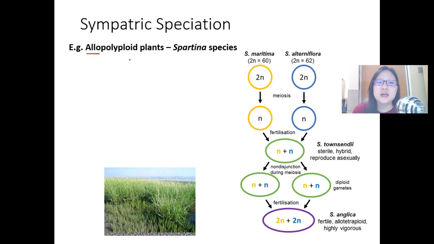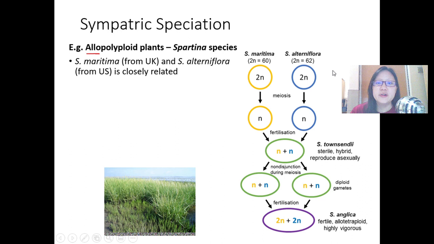Allopolyploid means that there must be two parents, both not the same species, but closely related. So this particular example involves Maritima and Alterniflora, both Spartina species. One's from UK and one's from US. Somehow the US one made it over into the UK coastal lands, and they both go through meiosis and produce gametes normally. Because they're in the same location, okay, these two gametes fuse and form Spartina townsendii. Spartina townsendii is a sterile hybrid, and reproduces asexually.